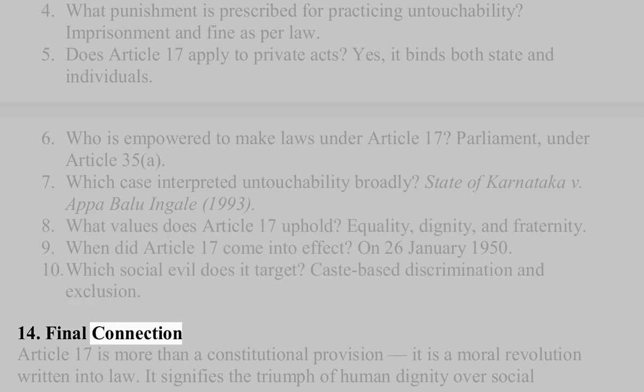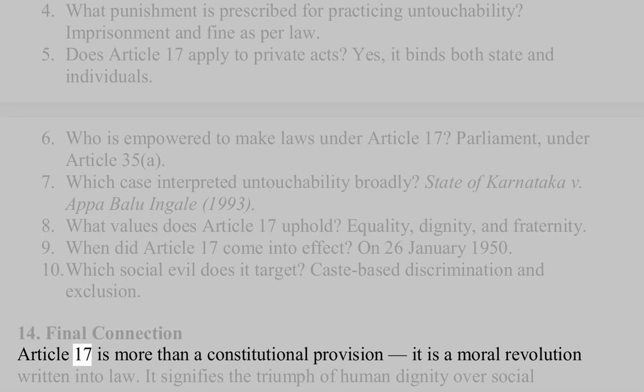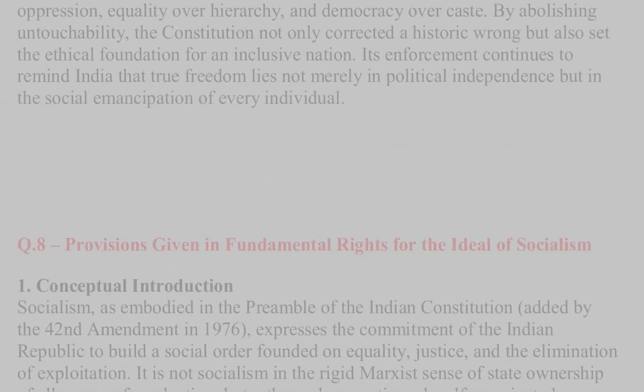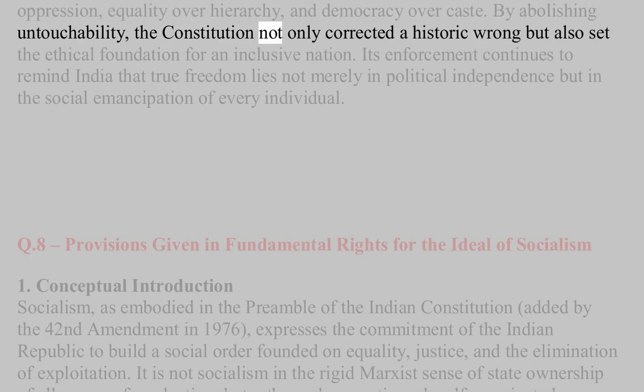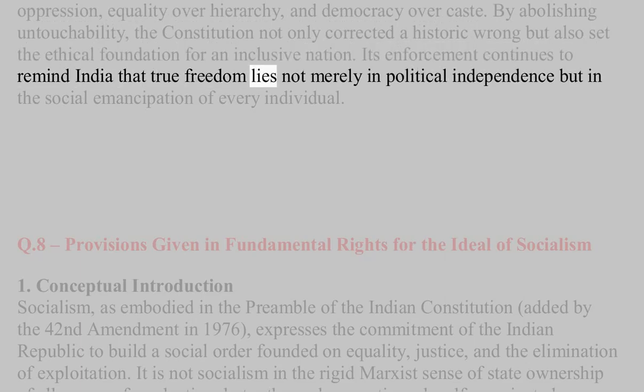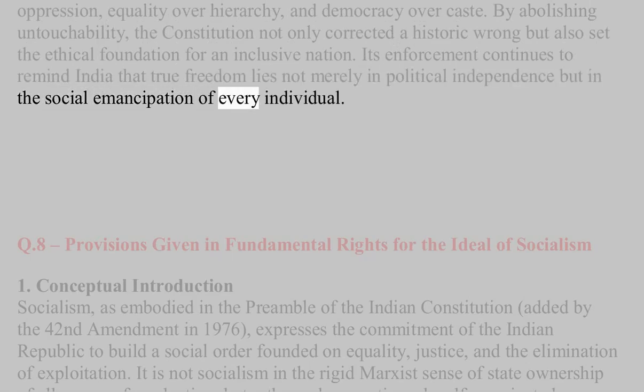14. Final connection. Article 17 is more than a constitutional provision, it is a moral revolution written into law. It signifies the triumph of human dignity over social oppression, equality over hierarchy, and democracy over caste. By abolishing untouchability, the Constitution not only corrected a historic wrong but also set the ethical foundation for an inclusive nation. Its enforcement continues to remind India that true freedom lies not merely in political independence but in the social emancipation of every individual.